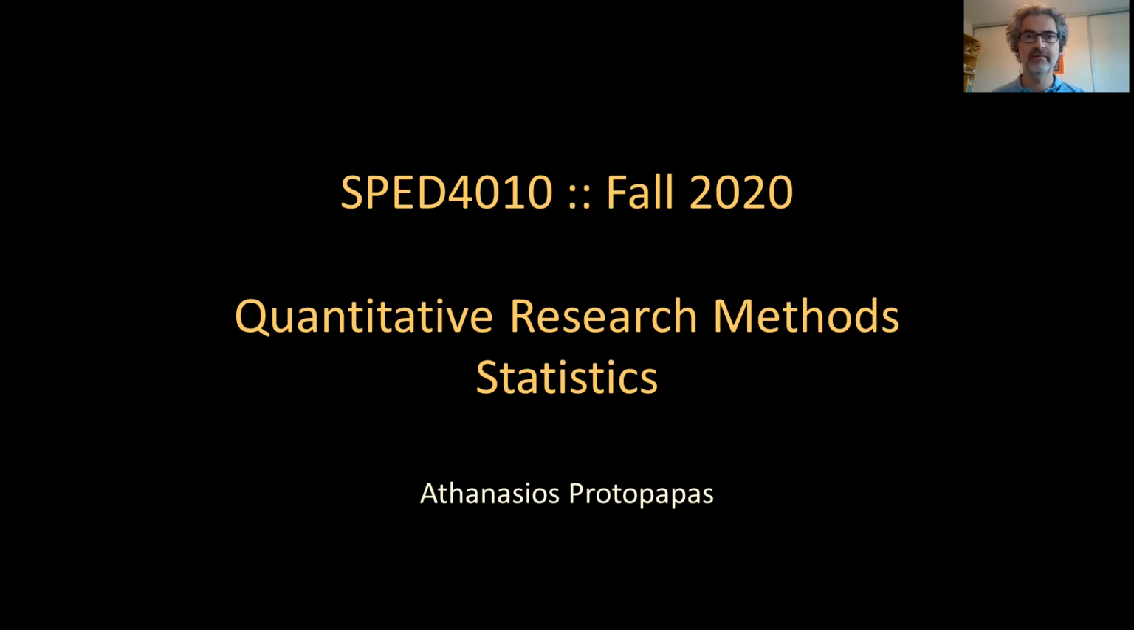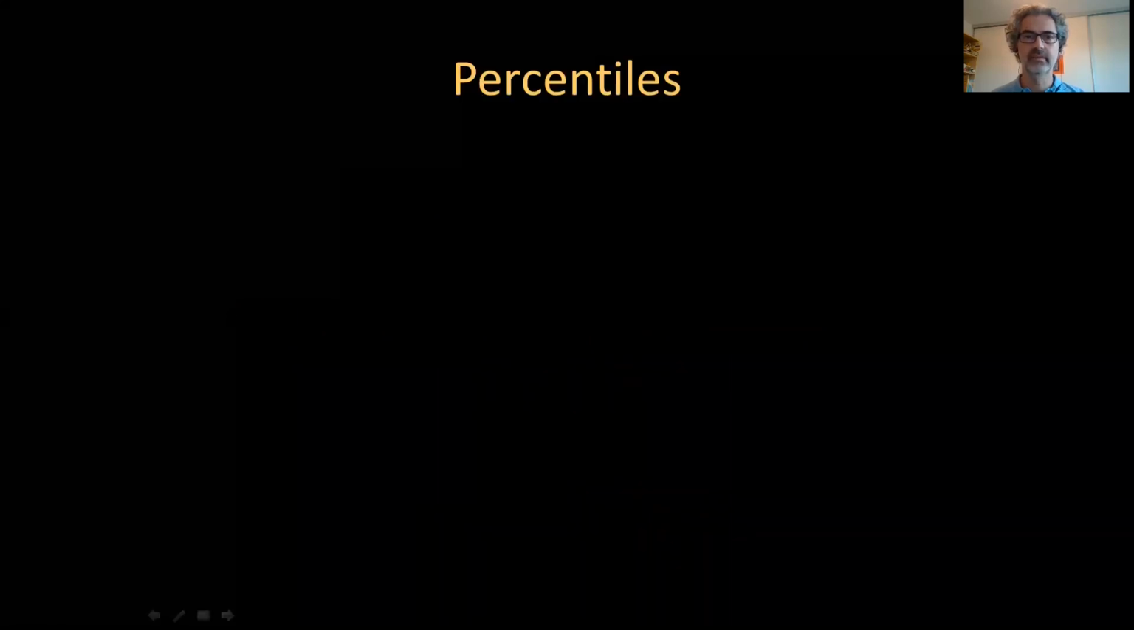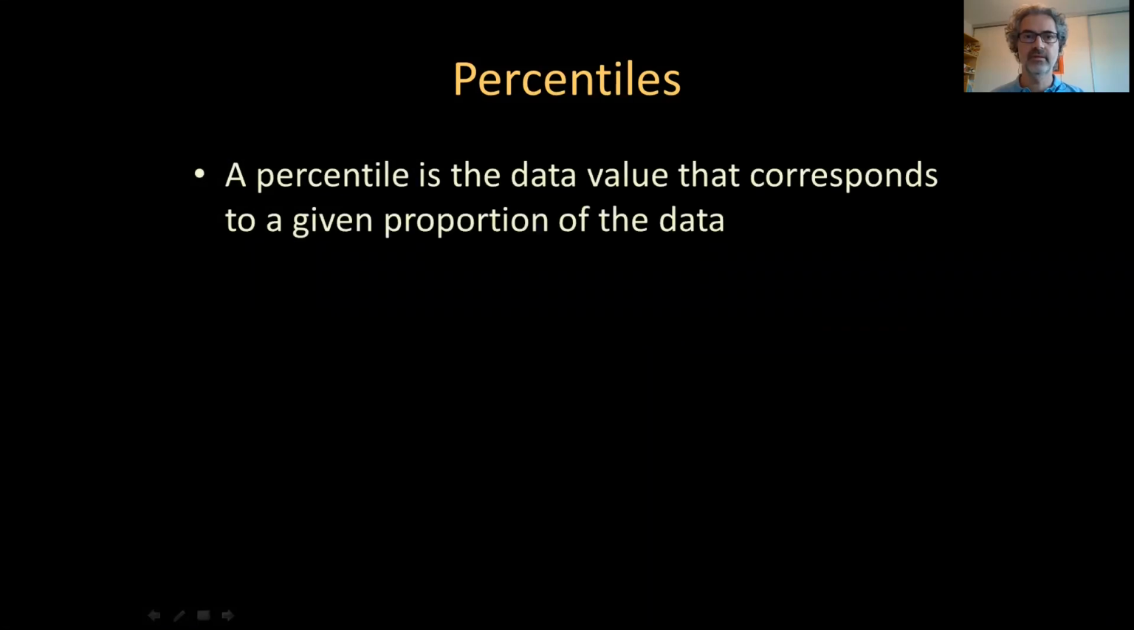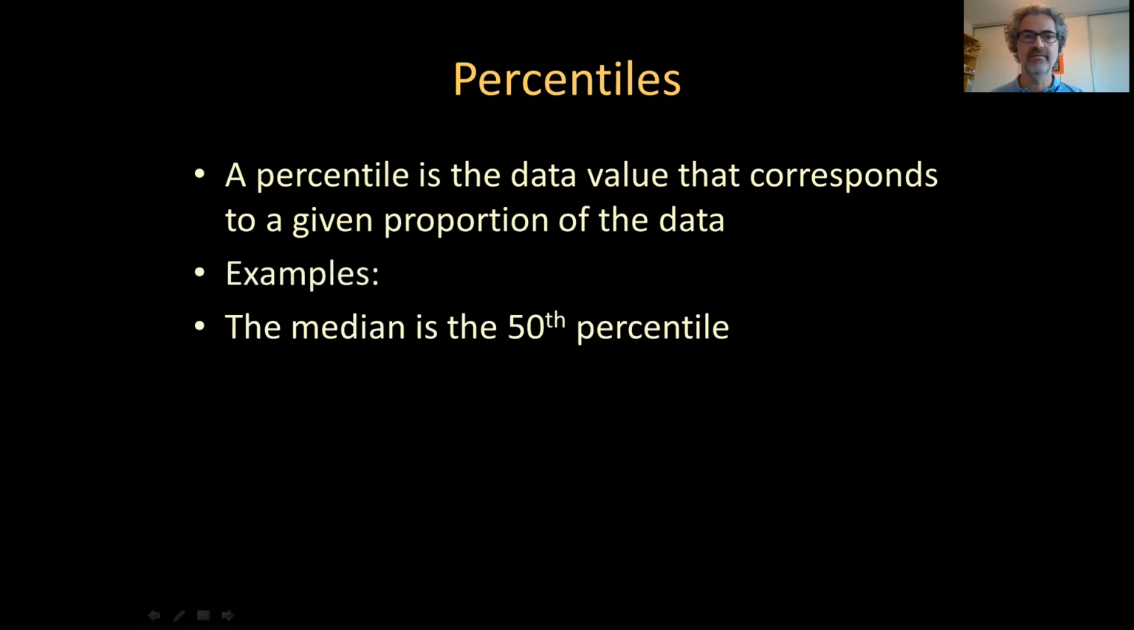In this video, I want to clarify what percentiles are. According to the definition, a percentile is the data value that corresponds to a given proportion of the data. For example, the median is the 50th percentile. So the median is the middle value in a sorted data set. It's the one in the middle that is greater than half of the values, less than half of the values. So it corresponds to half of the data, or otherwise to 50%. So the median is the 50th percentile.